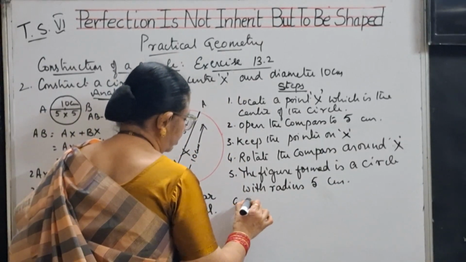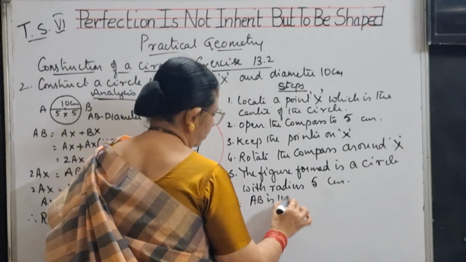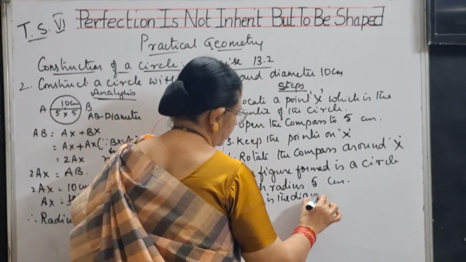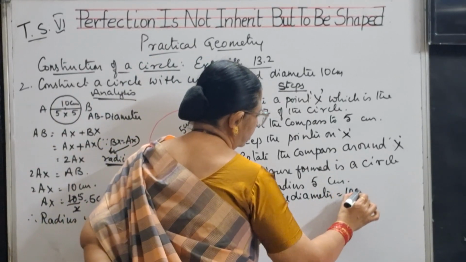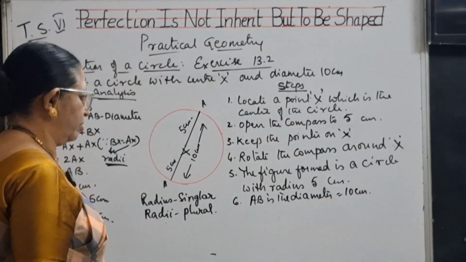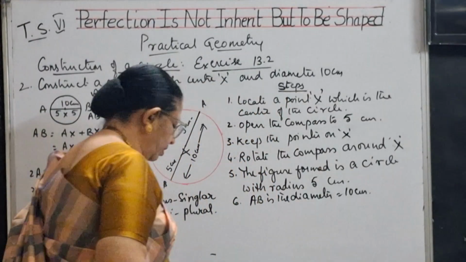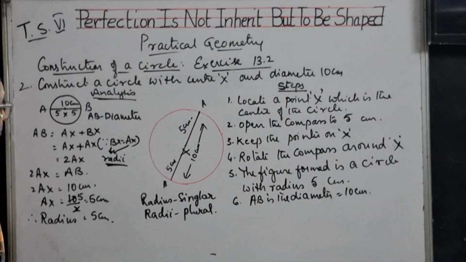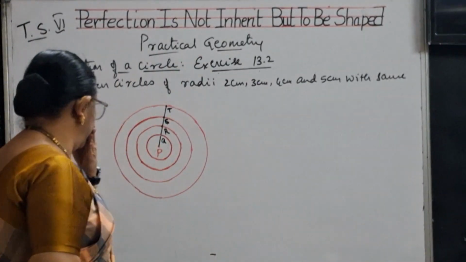So sixth point, you can say that AB is the diameter, which is equal to 10 centimeters. We have got the diameter as 10 centimeters. So this is the construction for this problem, children. Please note it down. Second problem. Now children, third problem. Sorry.